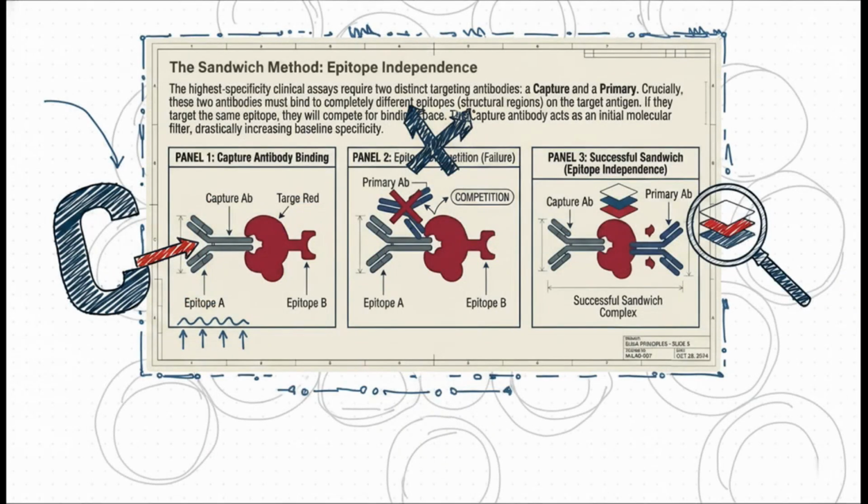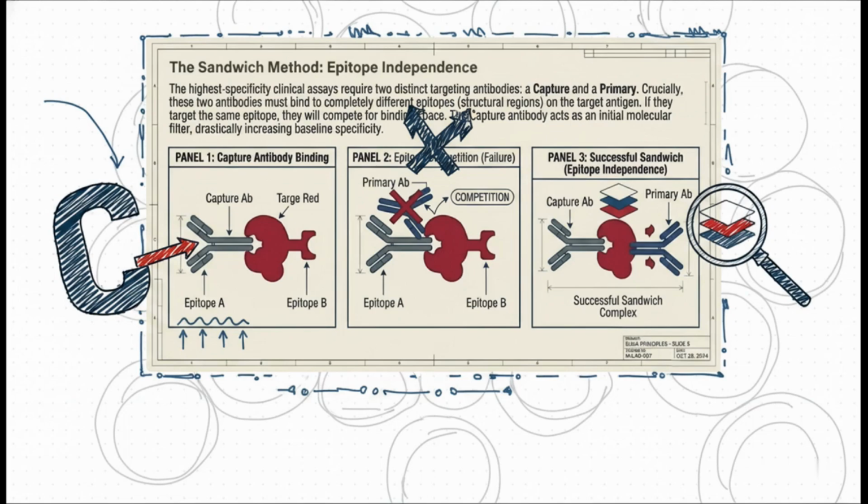And this brilliantly illustrates the sandwich method, which is absolutely vital for clinical diagnosis. In this setup, you use 2 antibodies, a capture antibody on the bottom and a primary antibody on top, literally sandwiching the target protein. But here's the critical rule. They have to target completely different structural regions, known as epitopes A and B, on the target antigen. If they targeted the exact same spot, they'd just compete for space and the whole assay fails.